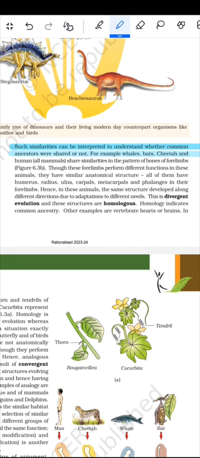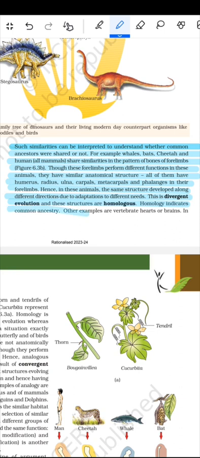For example, whales, bats, cheetah, and humans, all mammals, share similarity in the pattern of the bones of the forelimbs. Though these forelimbs perform different functions in these animals, they have similar anatomical structure. All of them have the humerus, radius, ulna, carpus, metacarpus, and phalanges in their forelimbs. Hence, in these animals, the same structure developed along different directions due to adaptation to different needs. This is divergent evolution, and these structures are homologous.